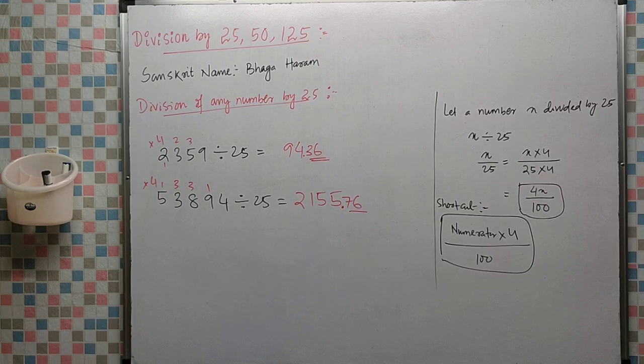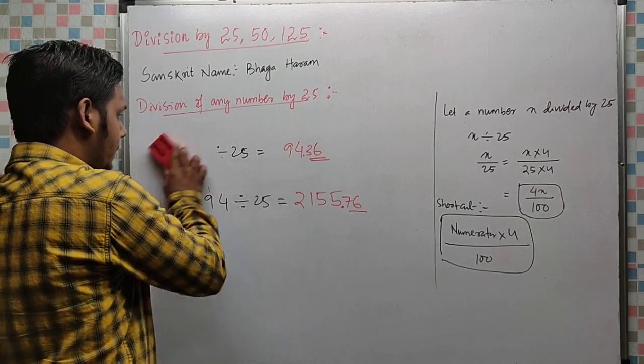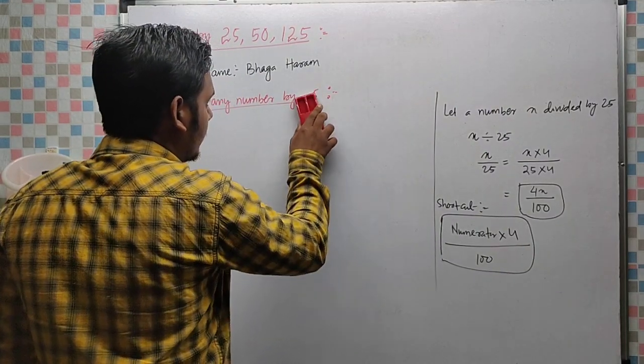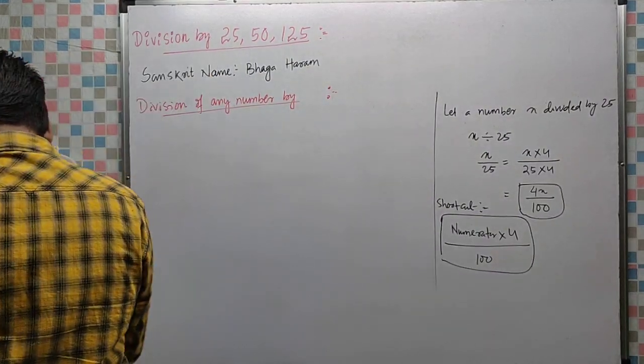Then thereafter division by any number with by 50. Division of any number by 50.